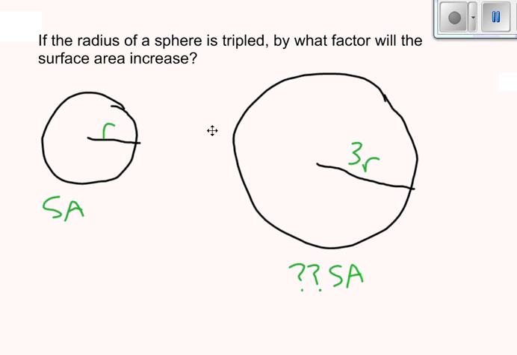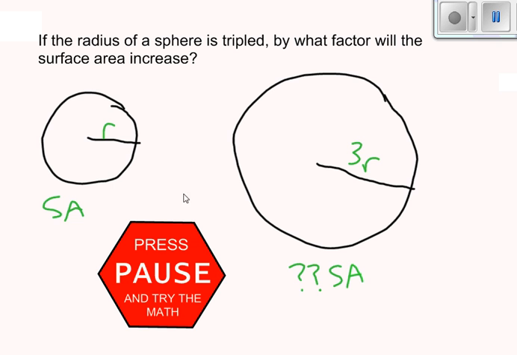Okay, so with that little bit of heads up, I want you to pause the video and see if you can figure out the factor of increase for the surface area. Okay, so press pause, do the math, and I'll see you on the flip side.